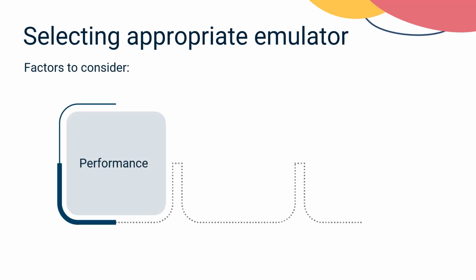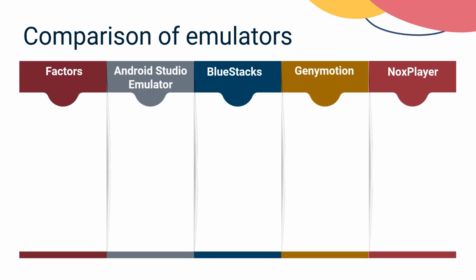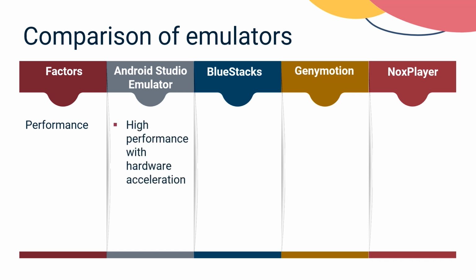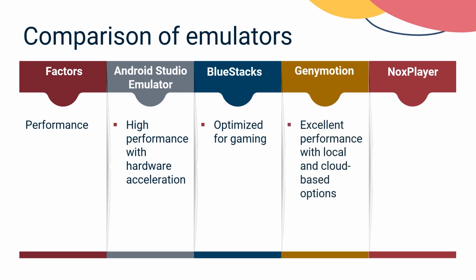But how can you choose the most appropriate emulator? Selecting the appropriate Android emulator for your needs depends on several factors, including performance, ease of use, and cost. Let us compare all the emulators based on these important factors. For performance, each emulator excels in different areas. The Android Studio emulator delivers high performance with hardware acceleration, although it consumes many resources. BlueStacks is ideal for gaming optimization, but might not fit all development scenarios. Genymotion offers excellent performance with local and cloud-based options. Nox Player performs well with multi-core CPU support, mainly targeting gaming.